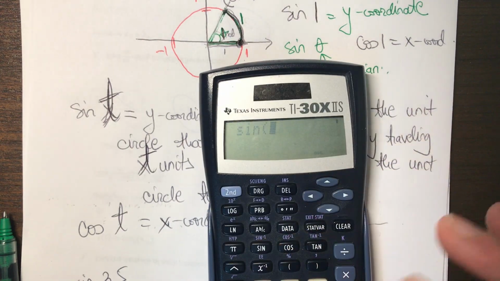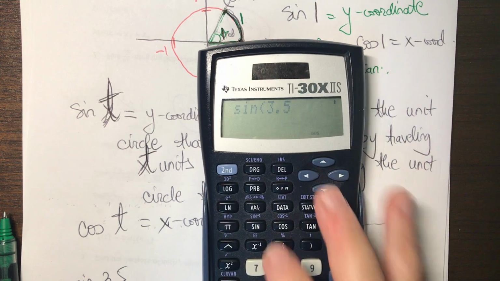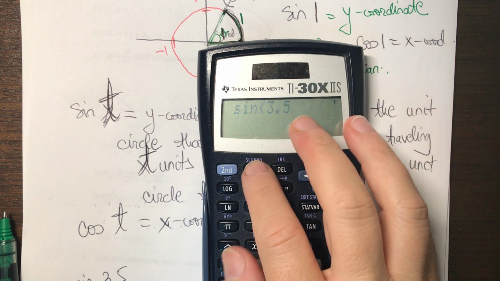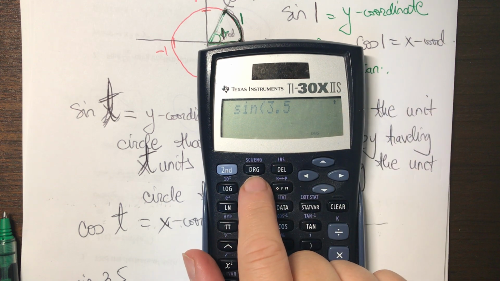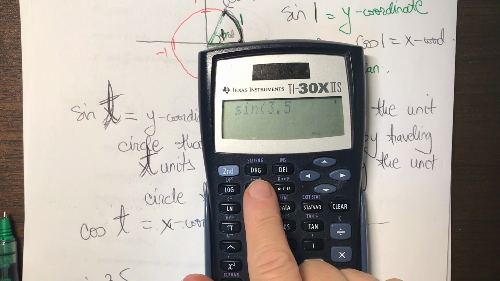Clear sine of 3.5. Now, this is crazy because what do you think? Is this 3.5 a degree? Is it a radian? Of course, it's a real number, but your calculator doesn't know that, right? Your calculator has different modes, and it's always set to be degrees because mostly that's what we're dealing with.